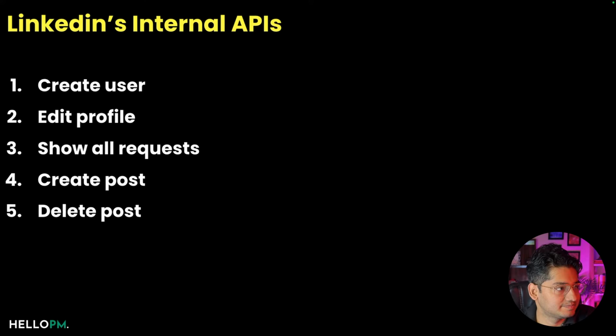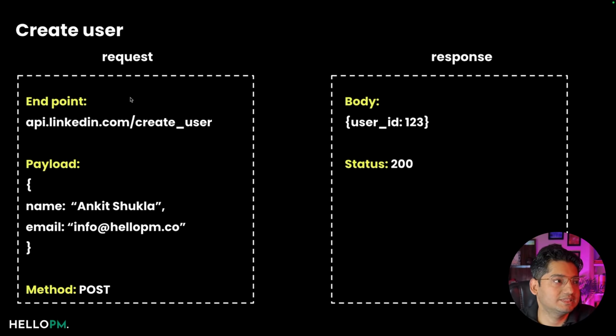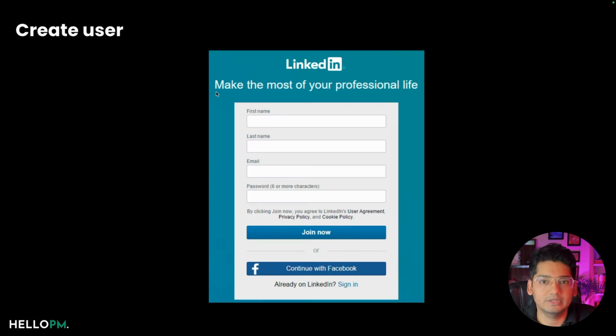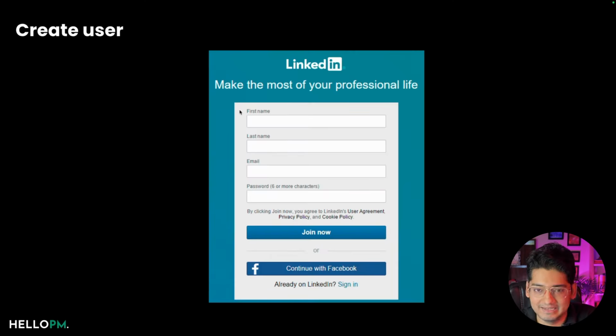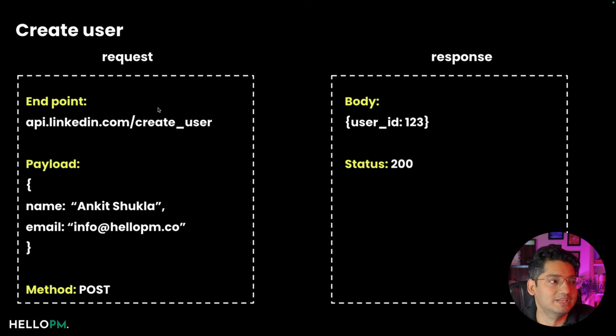This is going to be a very simplistic exercise so that you understand how API creators are thinking. Now, the first thing is create user. You know that whenever you want to create an account on LinkedIn, this is the form you have to fill. You have to fill your first name, last name, email, and password. This is how it is going to look from the viewpoint of an API. The API would be provided by the backend, and the front end will have to make sure that they are calling this API. So here, the front end would be the API consumer, while the backend would be the API provider.